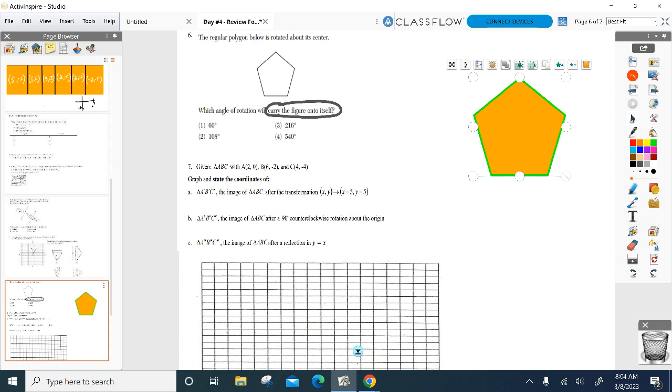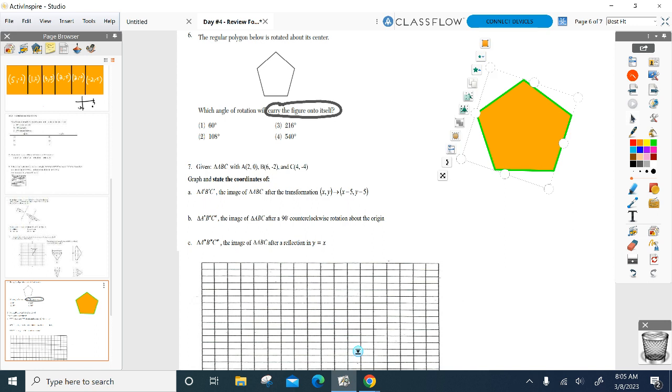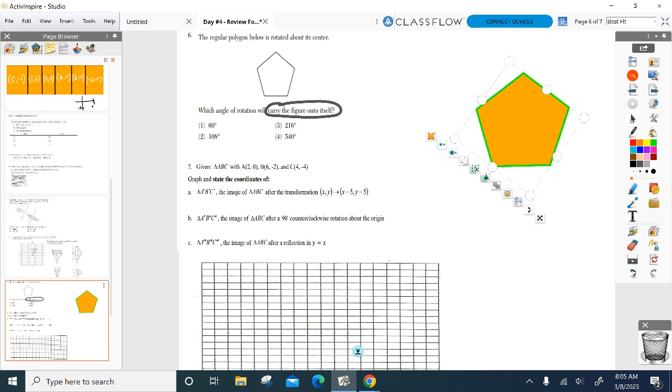How many degrees can I rotate this figure and see what it looks like now? Everyone sees what it looks like before I rotate it. How many degrees am I able to rotate it before I get that same looking figure back? So how many degrees did I just rotate right there? That's what I need your help with. That's what carry it onto itself means. It means how many degrees can you rotate this figure so that you get the original looking figure back.